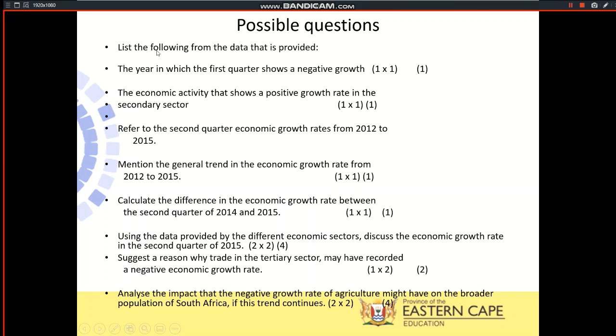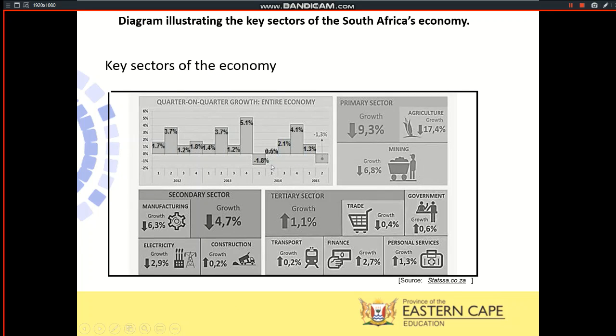They say list the following from the data that is provided: the year in which the first quarter shows a negative growth. If we go to the diagram, here's the first quarter of 2014. You can see it showed a minus 1.8% growth if you compare to the other quarters. So in 2014, the first quarter showed negative growth. It means you need to study the diagram carefully.